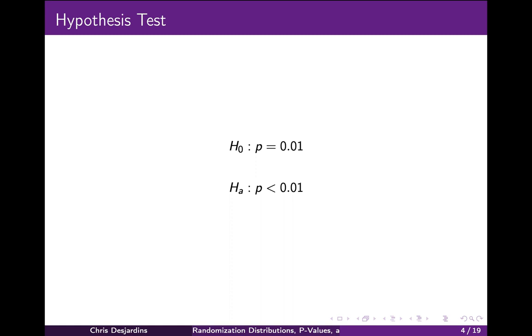We write the null hypothesis as p is equal to 0.01 and the alternative hypothesis as p is less than 0.01. In words, the null hypothesis states that the proportion of all patients who had a colon polyp removed during a colonoscopy and died of colon cancer is 0.01, and the alternative hypothesis states that the proportion of all patients who had a colon polyp removed during a colonoscopy that died of colon cancer is less than 0.01.